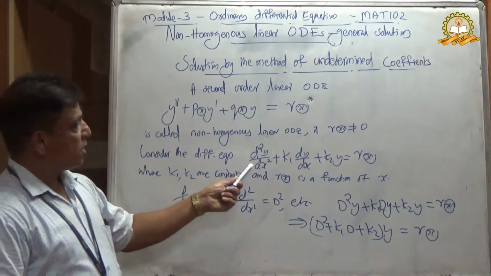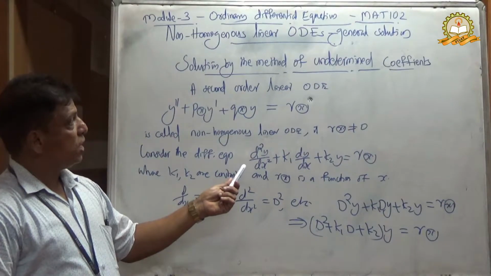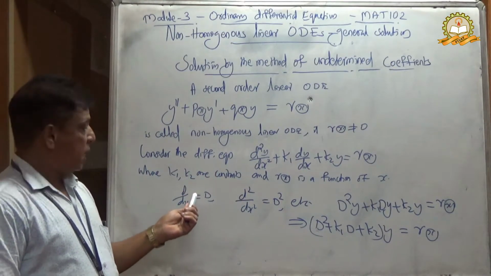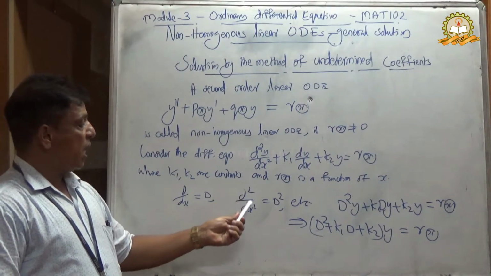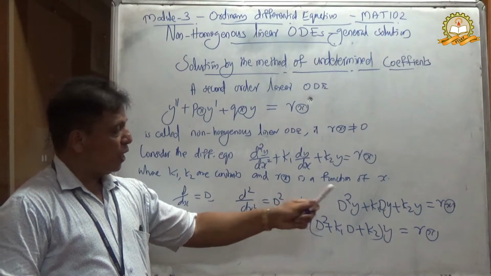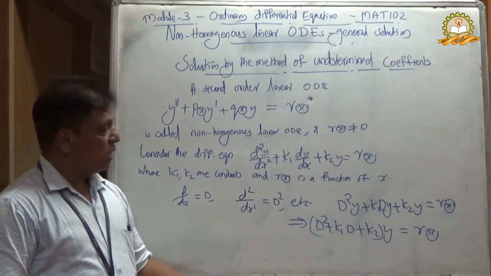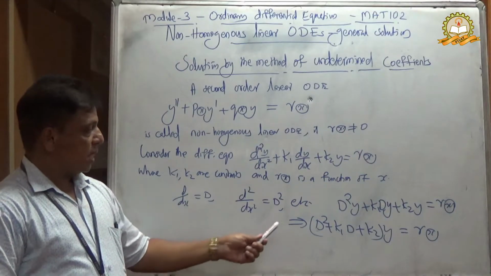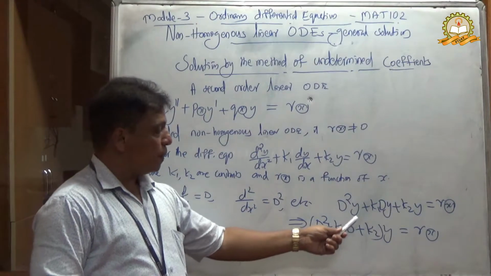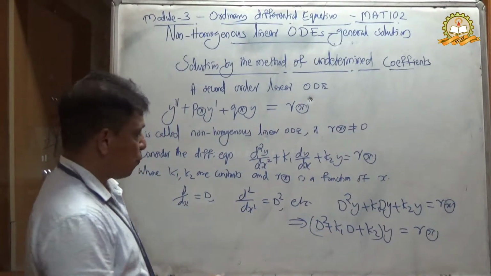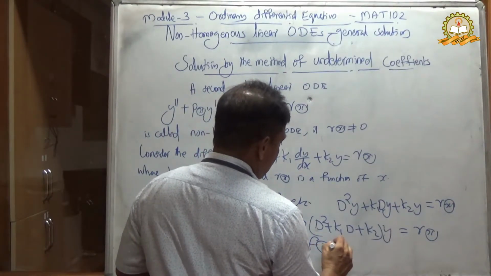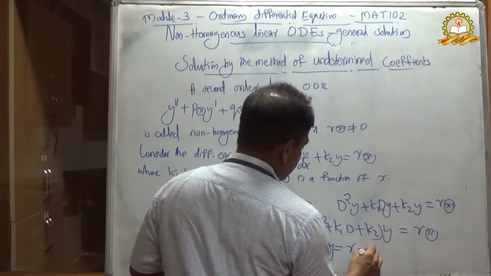Therefore, when we convert this non-homogeneous ordinary differential equation into symbolic form, substituting d/dx as D and d²/dx² as D², we get D²y + k1 Dy + k2 y = r(x). Taking y outside, (D² + k1 D + k2) y = r(x). That implies f(D) y = r(x).